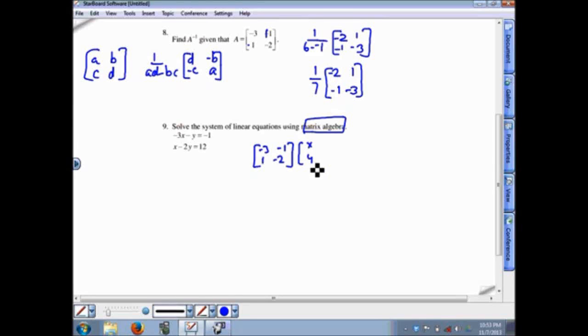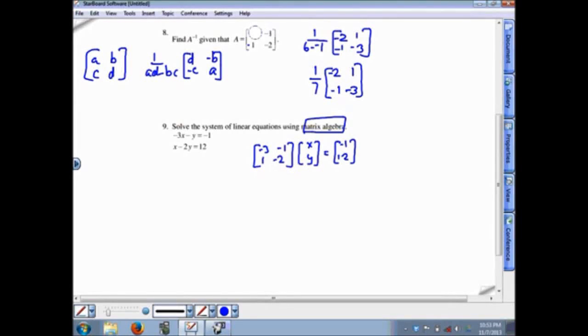Now we have to have a variable matrix, and it equals this column 1 and 12. So what we're solving for is x and y. We need to get this xy matrix by itself. So we need to cancel or in some way undo this matrix in front of the xy matrix. So the only way to get rid of a matrix, or to reduce it to 1 essentially, is to multiply it by its inverse. So we need to find the inverse of this.